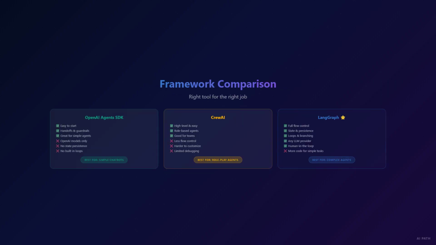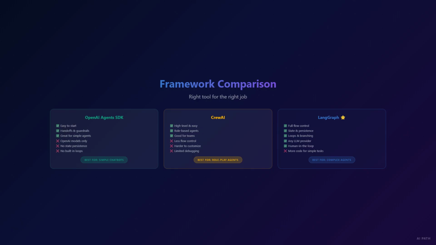Let's compare LangGraph with other frameworks so you know when to use what. OpenAI Agents SDK is great for simple agents. It's easy to use, has handoffs and guardrails, but it's locked into OpenAI models and doesn't have built-in state persistence or loops. CrewAI focuses on multi-agent role-playing. It's higher level and easier for simple multi-agent setups, but gives you less control over the flow.